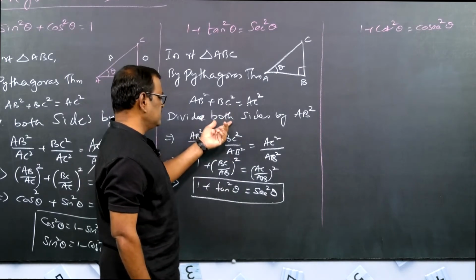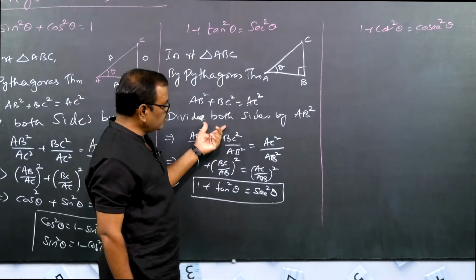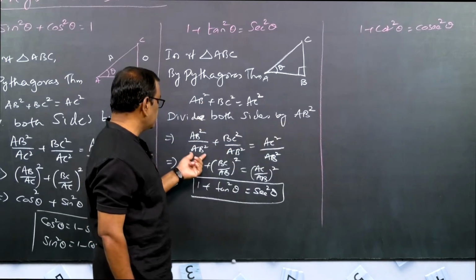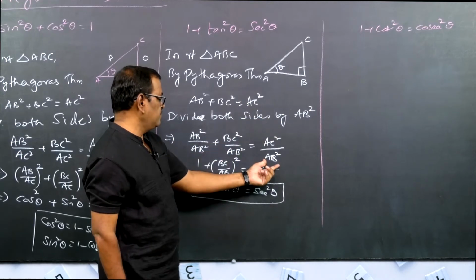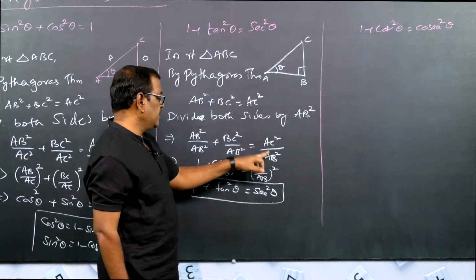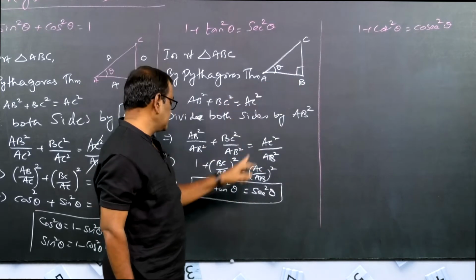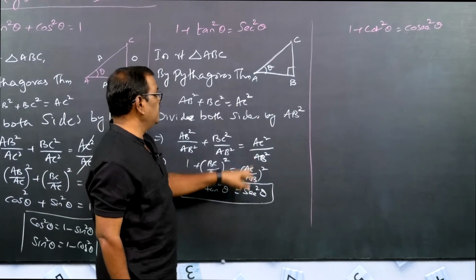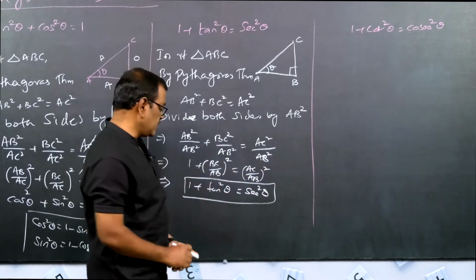Only this stage differs, that is, in this Pythagoras theorem, divide both sides by AB square. This becomes AB square by AB square plus BC square by AB square equal to AC square by AB square. So this is 1, and this is (BC by AB) the whole square, (AC by AB) the whole square. BC by AB, opposite side by adjacent side, is tan theta, the whole square is tan square theta, and AC by AB, hypotenuse by adjacent side, is secant theta, the whole square, secant square theta.